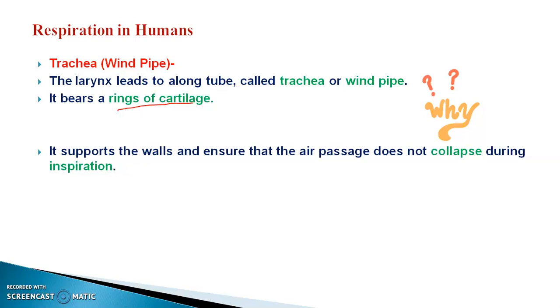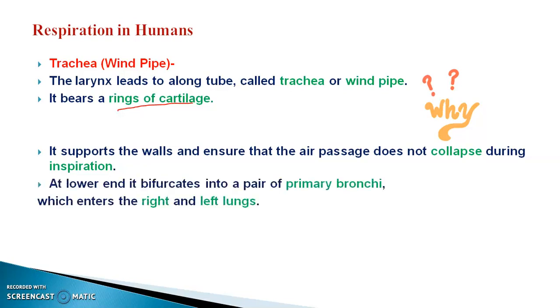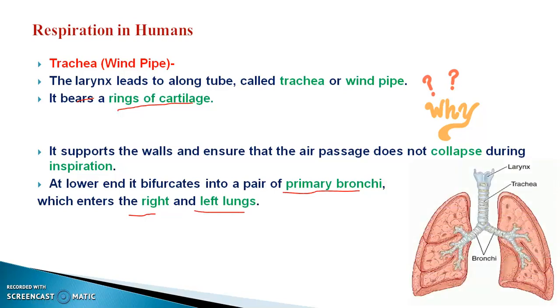So during inspiration, a large amount of air enters our respiratory tract. So these rings basically function like a spring, by which they prevent the collapsing of the air passage in our respiratory tract. Now, at the lower end, the trachea bifurcates into the primary bronchi, and these primary bronchi enter the right and the left lung of the human being. So in this diagram you can see that this is the larynx and here is the trachea.